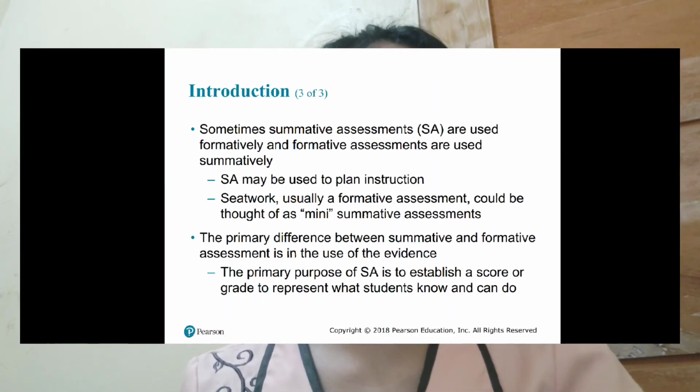Next slide. Sometimes summative assessments are used formatively and formative assessments are used summatively. Summative assessments are quizzes and tests that evaluate how much someone has learned throughout the course. In the classroom, that means formative assessments take place during a course, and summative assessments are the final evaluation at the course's end.